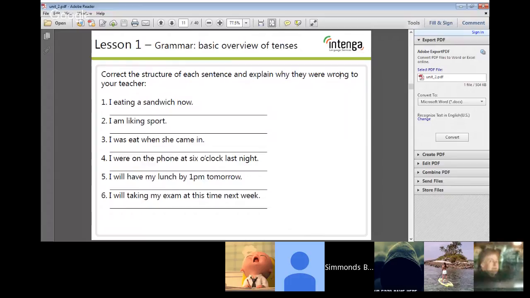All right, and let's see, number 5. I will have my lunch by 1 p.m. tomorrow. What do you think we need to change in this sentence? Anna, would you like to try? Yes. Okay. I will have my lunch at 1 p.m. tomorrow. Okay, sure, I will have, yep, that's actually fine. However, we're going to leave the preposition alone and we're going to change only the verb tense.